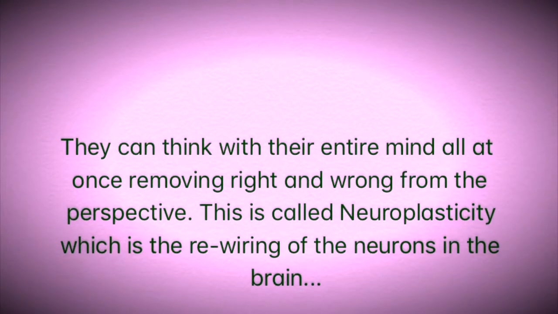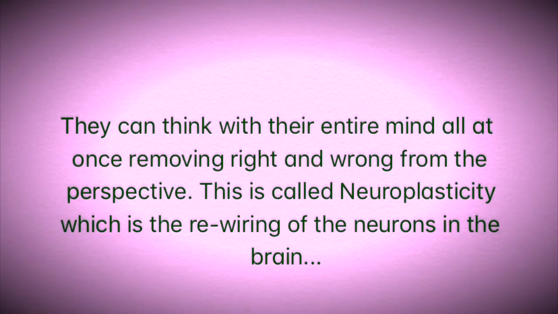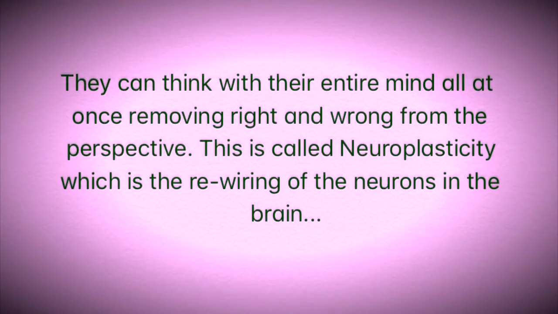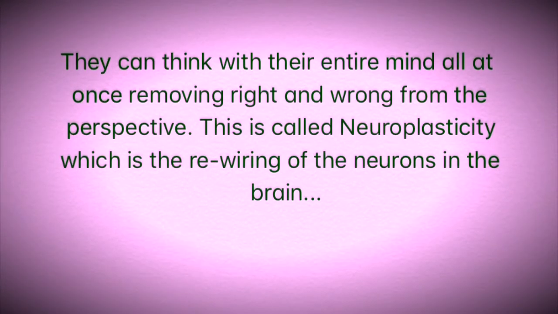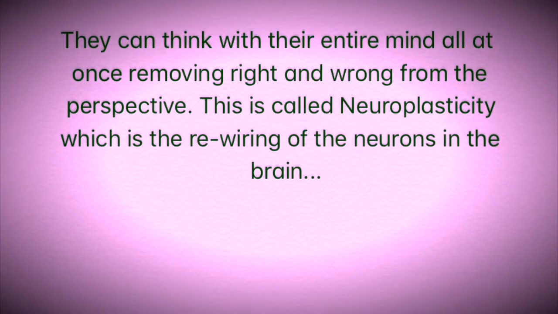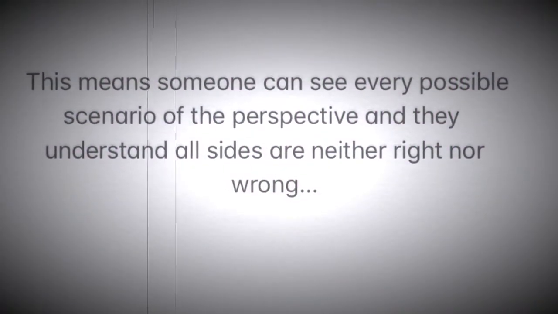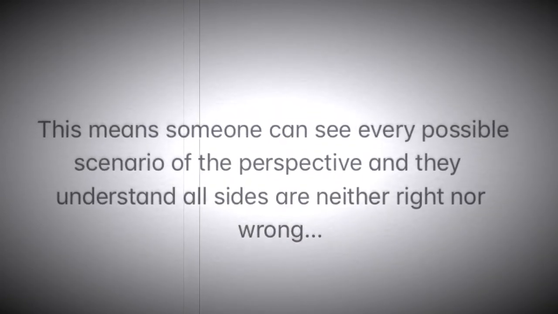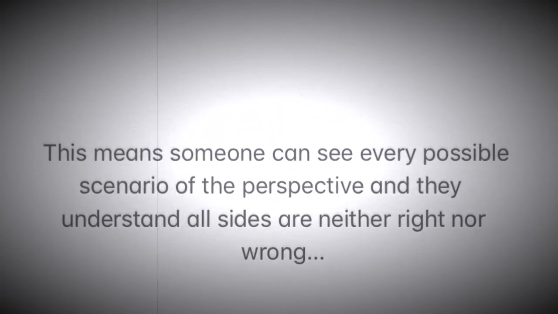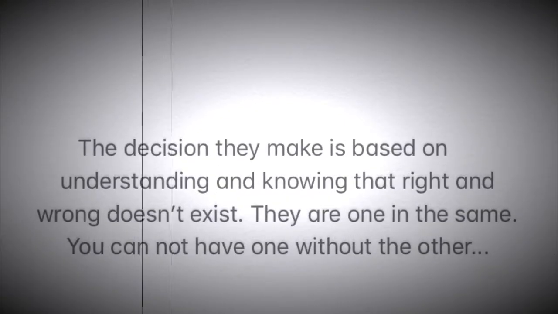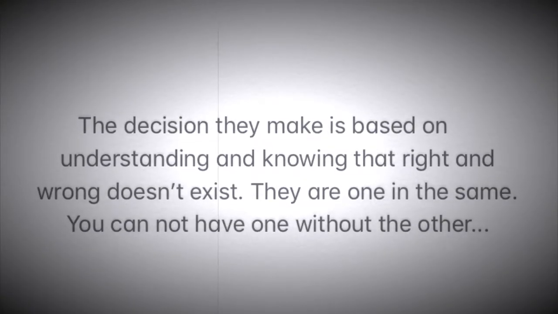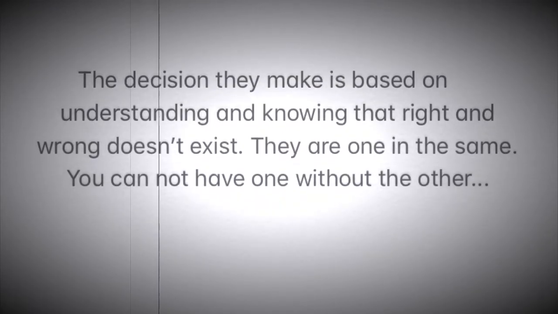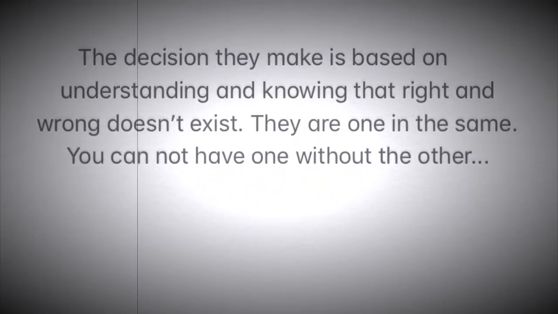They can think with their entire mind all at once, removing right and wrong from the perspective. This is called neuroplasticity, which is the rewiring of the neurons in the brain. This means someone can see every possible scenario of the perspective and they understand all sides are neither right nor wrong. The decision they make is based on understanding and knowing that right and wrong don't exist. They are one and the same. You cannot have one without the other.